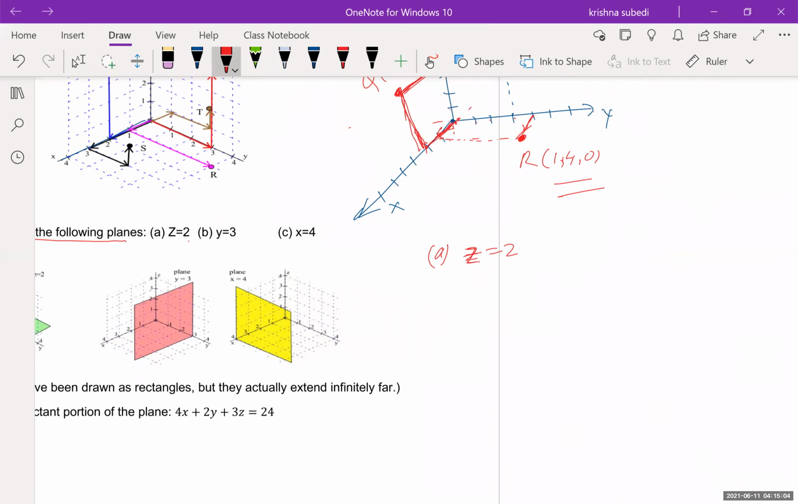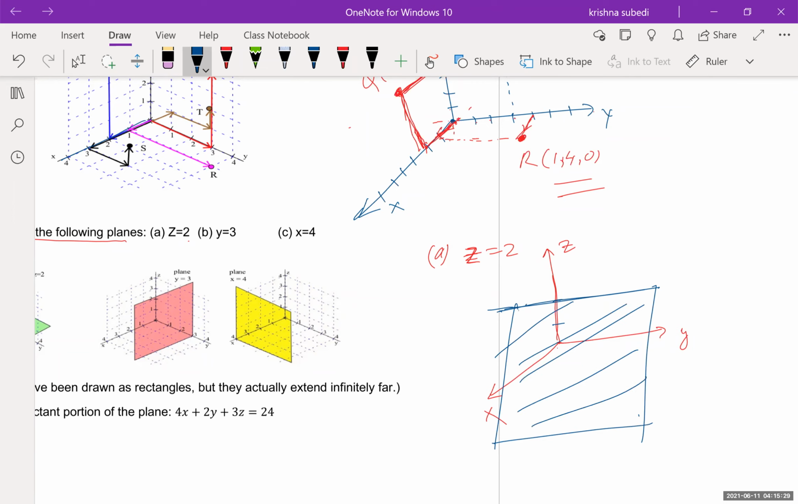So to draw the graph, again in the same manner, this is your x, y, and z. So z equals 2 means 1, 2. So this is fixed. But x and y could be anything. So you can say that this is one example of the plane. That means it is a plane parallel to the xy plane.